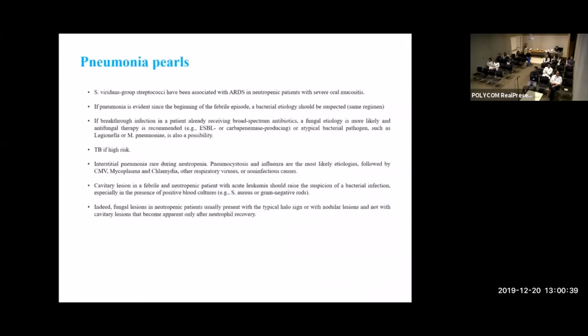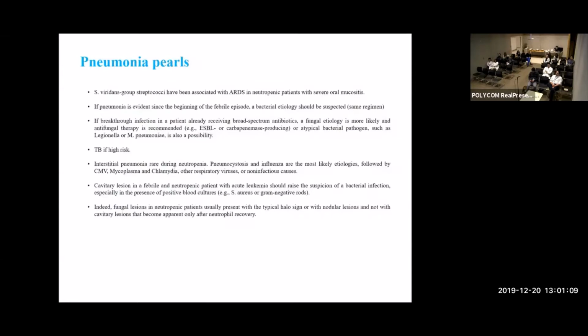And some pneumonia pearls. Strep viridans has been associated with ARDS in neutropenic patients, especially if they have severe mucositis. So if a patient has severe mucositis and they develop ARDS, strep viridans should be high in the differential. It also matters when the pneumonia started. If it started at the beginning, if the patient came with respiratory symptoms and then we started them on the empiric regimen, that is one thing.